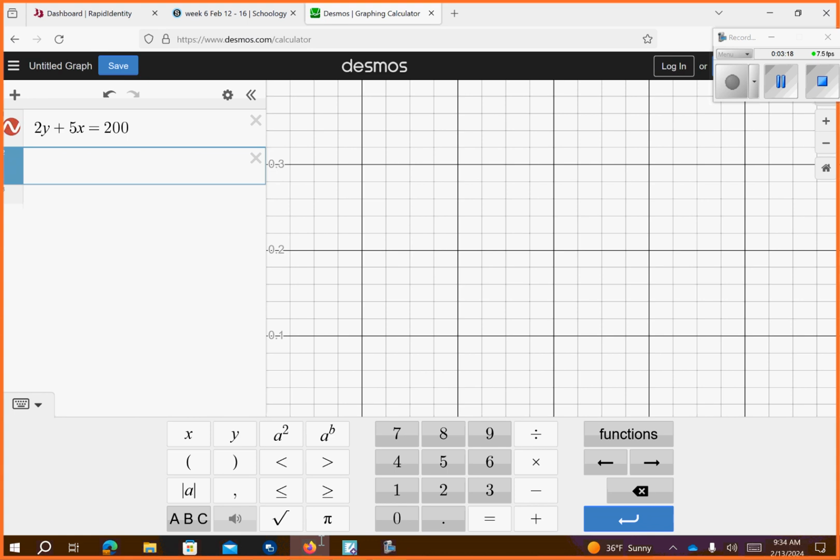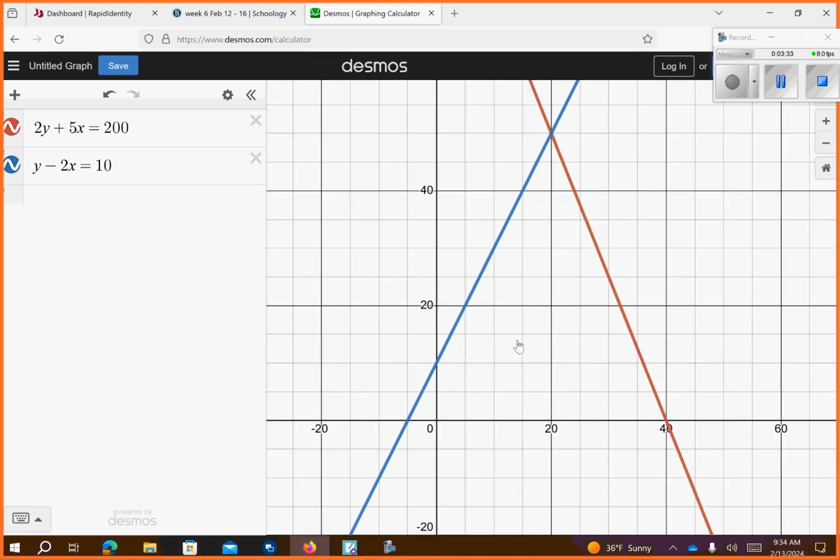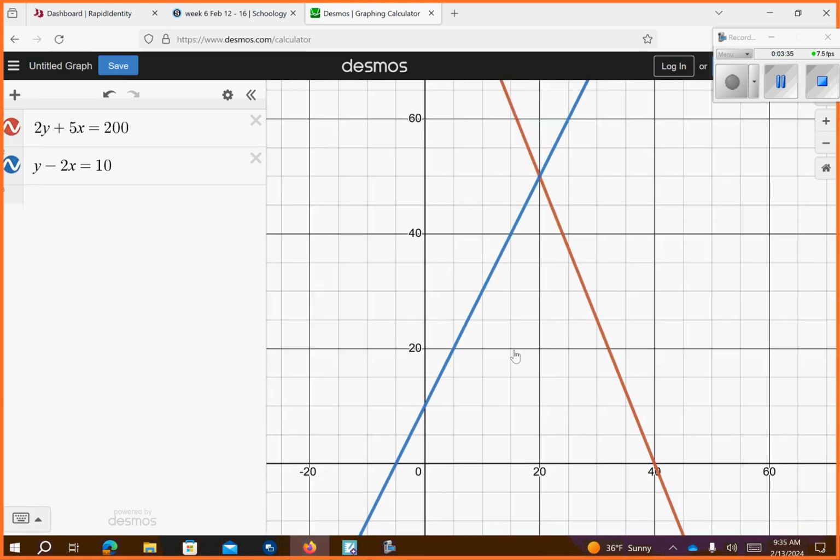And then if I graph the other one, where you have Y minus 2X equals 10. And we can't really see our graphs yet, so once we find one, the other. Okay, so that's basically what number 3's graph would look like.